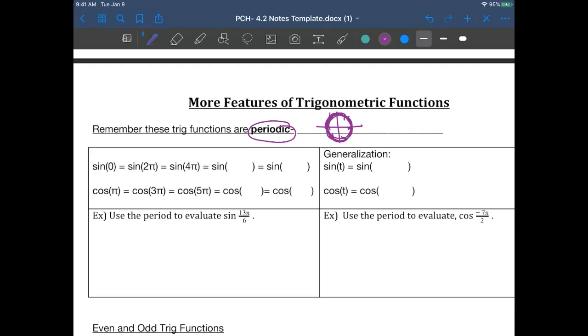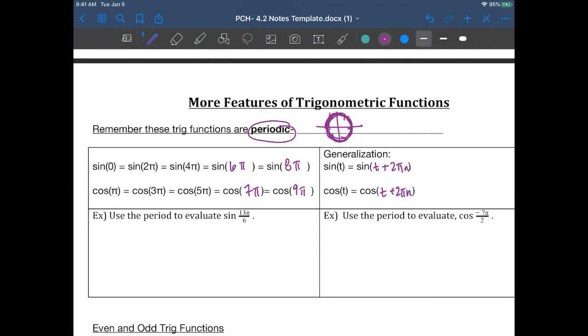So the sine of 0 is equal to the sine of 2 pi, equal to the sine of 4 pi, is equal to the sine of 6 pi and the sine of 8 pi. In general, if we call this an angle t, the sine of t is equal to the sine of t plus 2 pi, so all of its coterminal angles. We've been talking a lot about this. The cosine of pi and 3 pi, 5 pi is equal to the cosine of 7 pi, 9 pi. So what am I doing there to each angle? I'm adding 2 pi times n. Need to add that n in there.